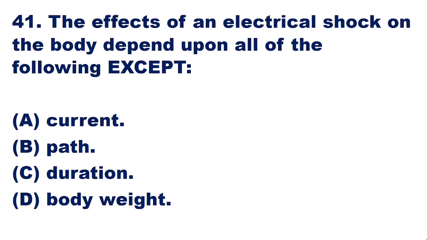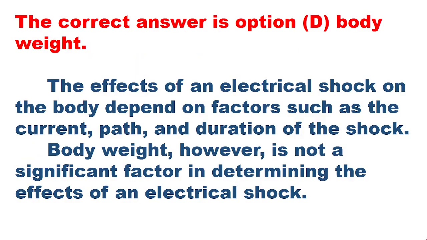Whereas the fourth option, option D, body weight, is not a factor on which the electric shock on the body depends. Therefore the correct answer is option D, body weight. The effects of an electric shock on the body depend on factors such as the current, path and duration of the shock. Body weight, however, is not a significant factor in determining the effects of an electrical shock. Therefore, option D is the right answer.